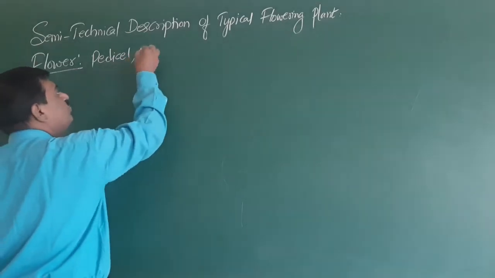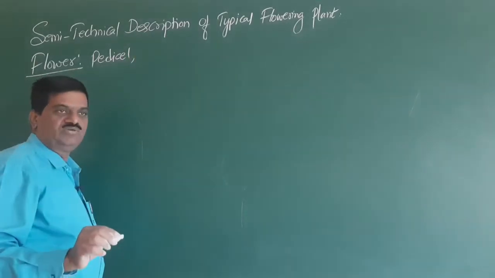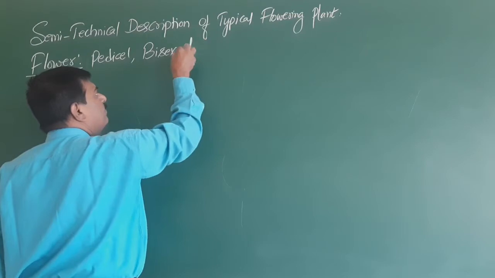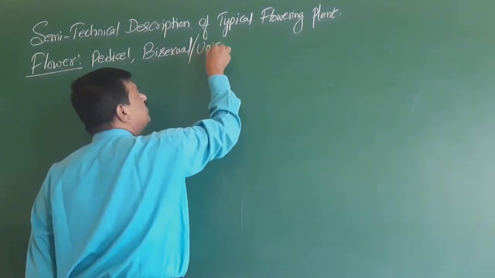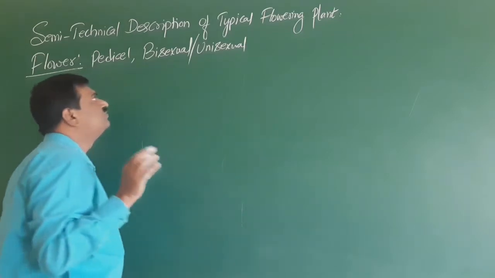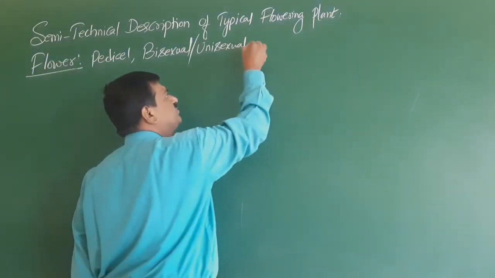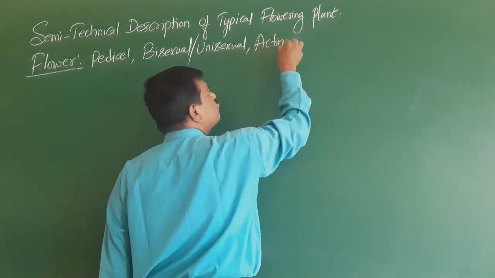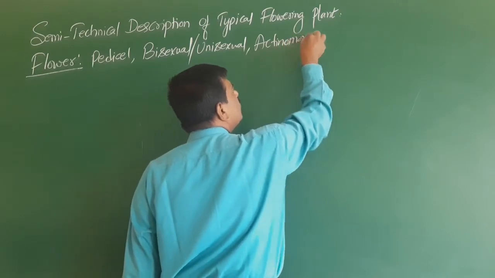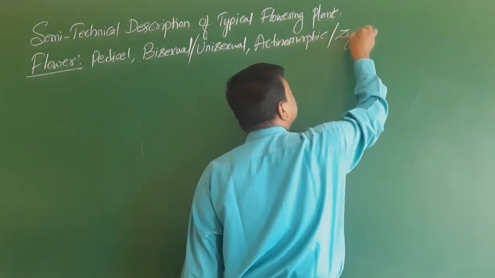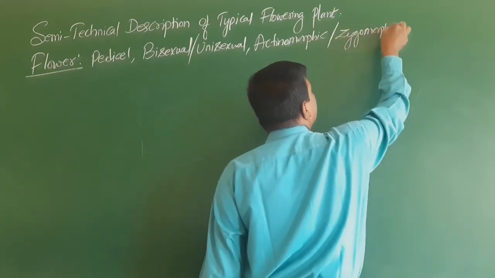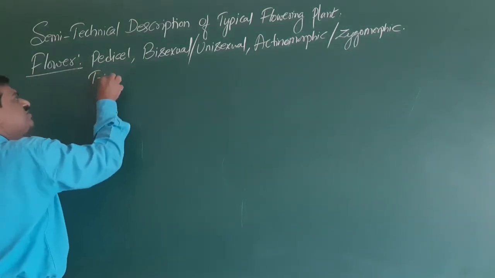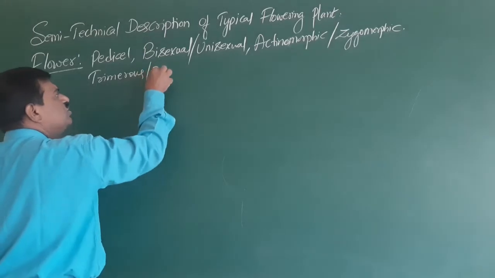Next, whether the flower is a complete flower or an incomplete flower. The meaning of complete is that the flower is either bisexual or unisexual. That should be mentioned here. And then we write the symmetry of the flower. The symmetry of a flower is either actinomorphic or zygomorphic. Actinomorphic or zygomorphic flowers, that should be written. Next, whether they are trimerous or pentamerous.